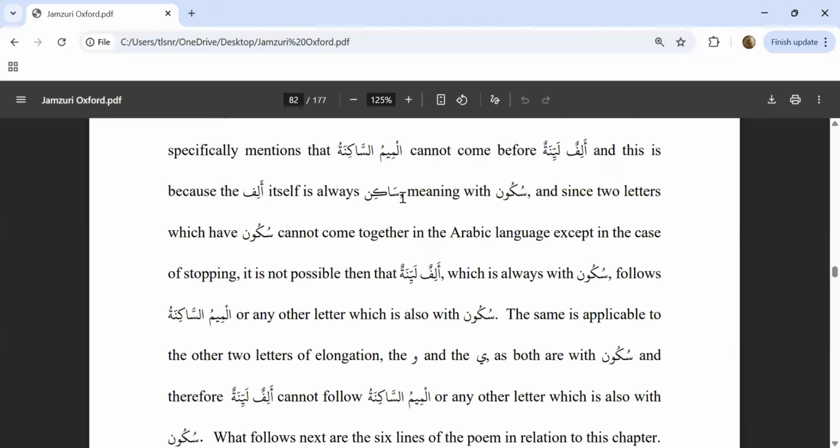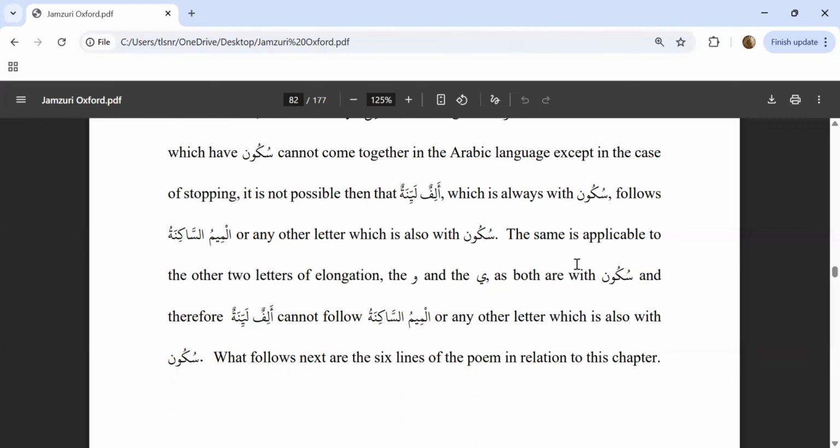Although in the Mus'haf they don't put the sukoon over the alif, we understand that the state of the alif is sakin. And obviously, the rule in Arabic is that two letters which have a sukoon cannot come together in the Arabic language, except in the case of waqf, if one is stopping. So it's not possible that an alif layina, which is always with sukoon, follows the mim sakina, or any other letter for that matter.